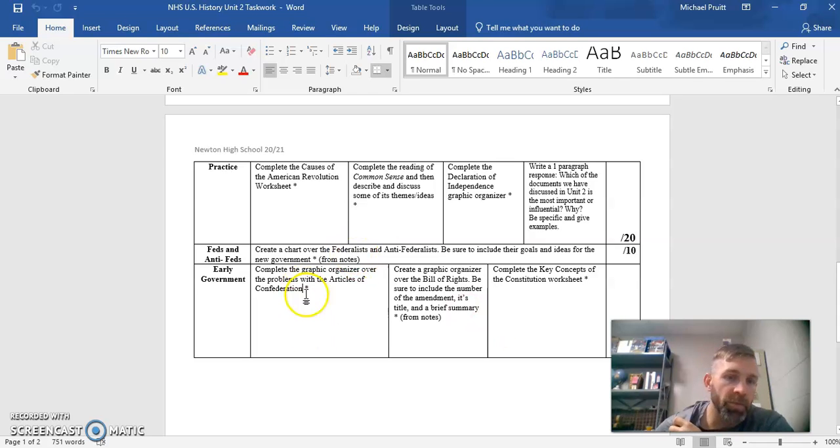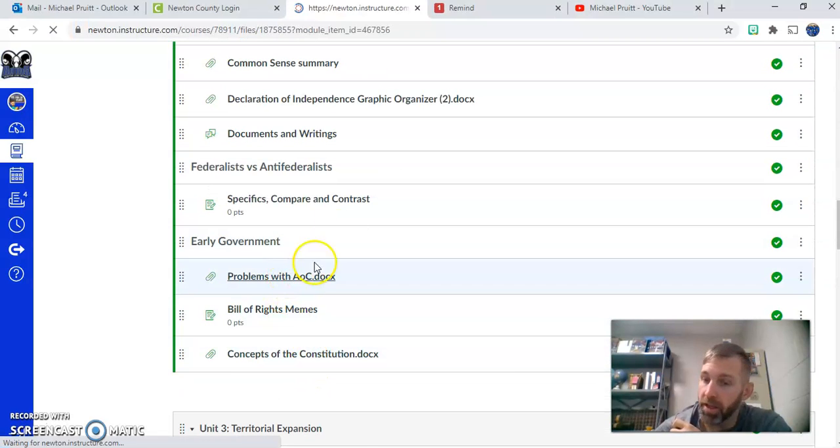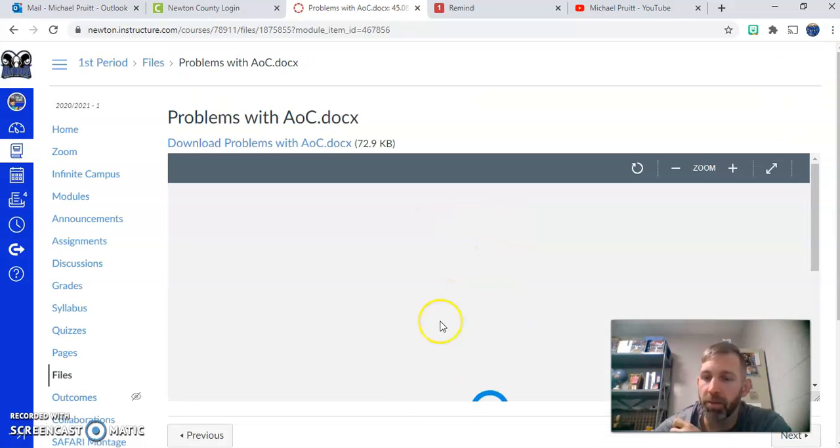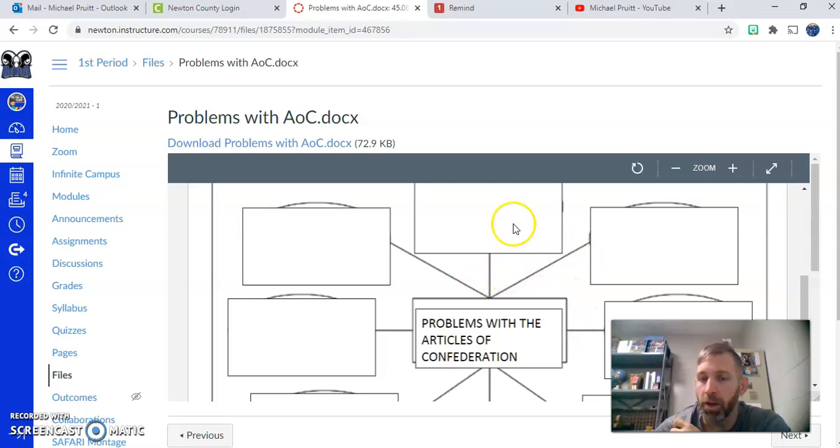That's it. Next is your Problems with the Articles of Confederation organizer. Again, we did this one during class in the form of notes. When we talked about all the problems and issues with the Articles of Confederation, you guys were supposed to write them down. I gave you a bubble sheet, right? It looked like this, and we told you that you needed to recreate something that looks like this, or your notes needed to be set up in this way. We talked about the financial problems, the foreign problems, and the domestic problems, and you guys took notes. Very straightforward on that.